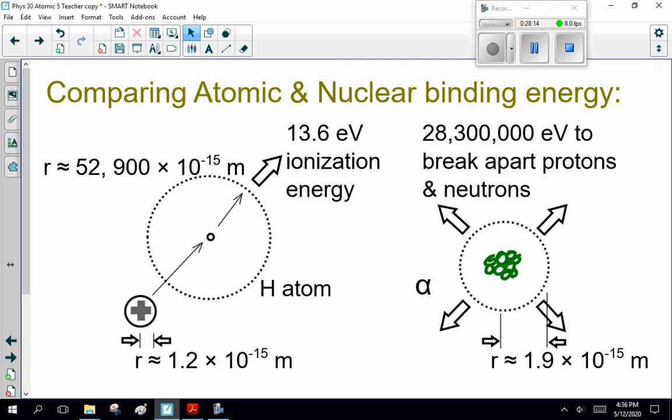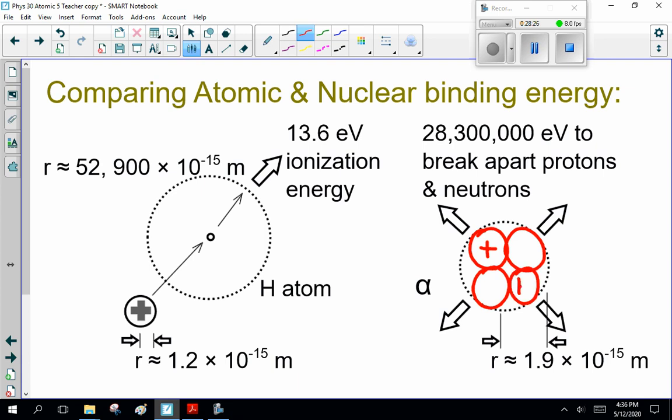Now, the other thing here, I'm trying to point out the size of the nucleus. Now, I did not do a good job with the drawing. I do apologize. This is supposed to be a proton and a neutron and a neutron and a proton. And the radius of the nucleus is 1.9 times 10 to the minus 15 meters. So it's much, much smaller. That is about 40,000 times smaller than the radius of the hydrogen atom. But it takes a million times more energy to break it apart. That's the strong nuclear force acting over very short distances. So, trying to say the nuclear binding energy is a whole heck of a lot more.